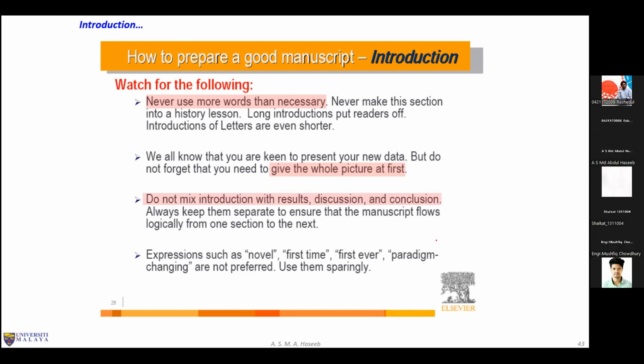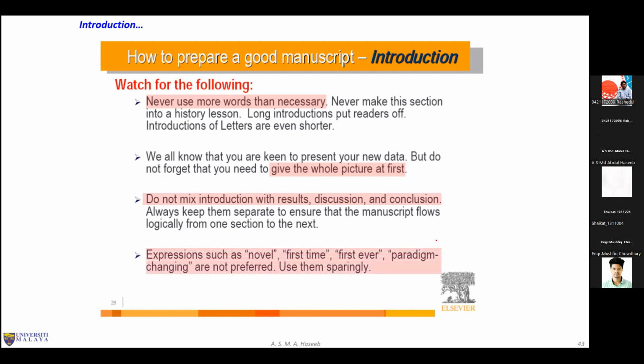And do not mix your results and discussion and conclusion in the introduction. Some students, being very enthusiastic, already start talking about results, discussion, etc. in the abstract, which is not necessary because you have separate sections for each of them.